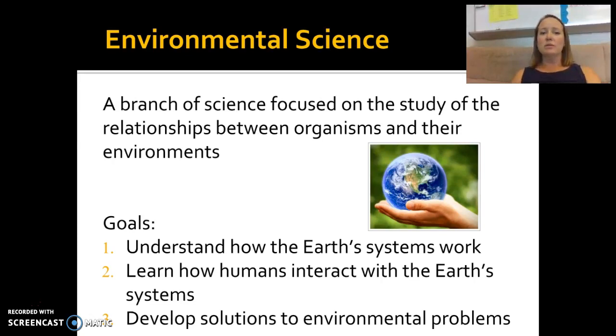So our goal in the environmental science portion of our course is not only to understand how the Earth systems work, but how we interact with those systems. We will look at both the positive and negative interactions and try to develop solutions to some of the environmental problems that we have caused.